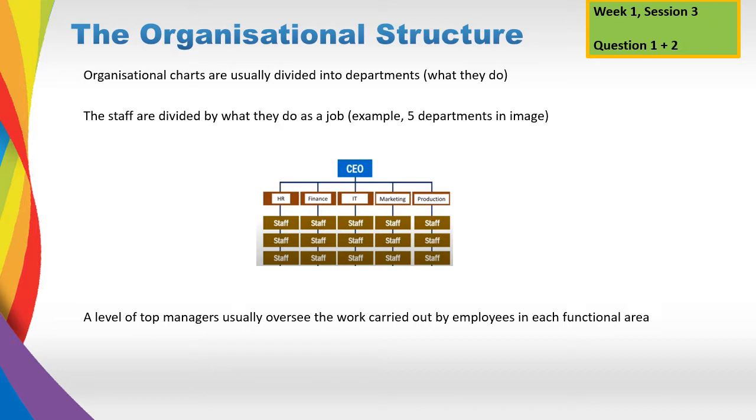So the organisational charts are usually divided into different departments, such as, what they do, and the staff are divided by what they do as a job. So on the image that I've put on here, there are 5 departments with the CEO above and 3 members of staff going down. A level of top managers usually oversee the work being carried out by the employees in each department.